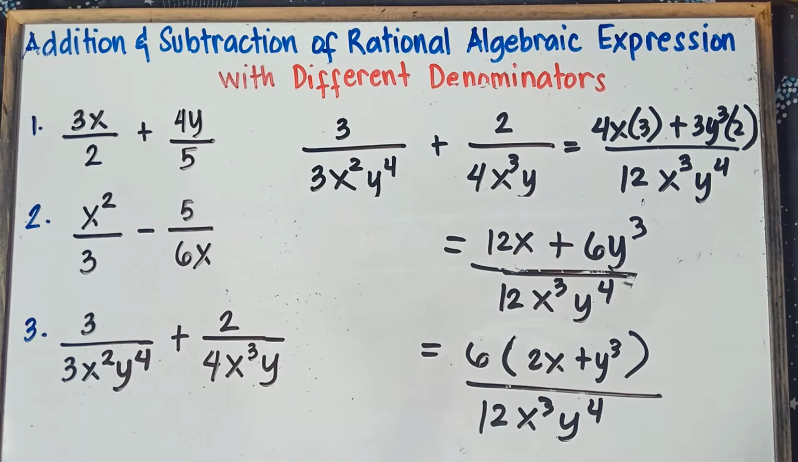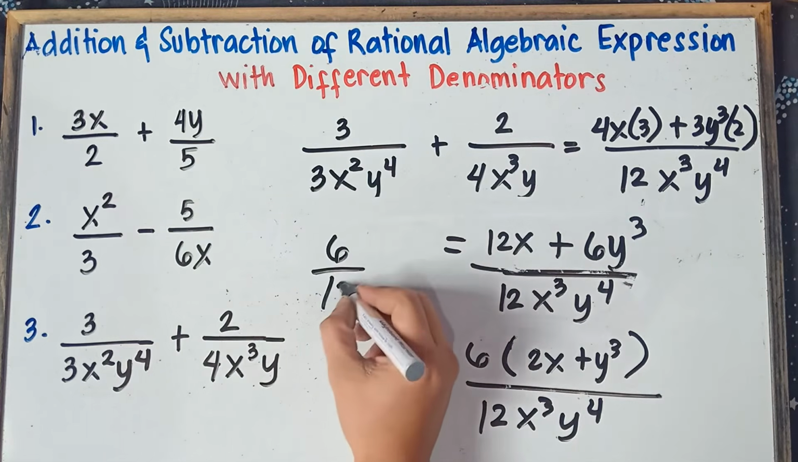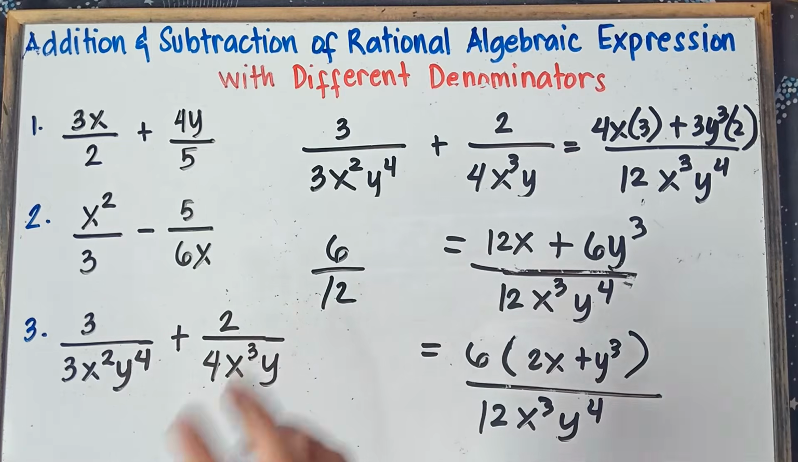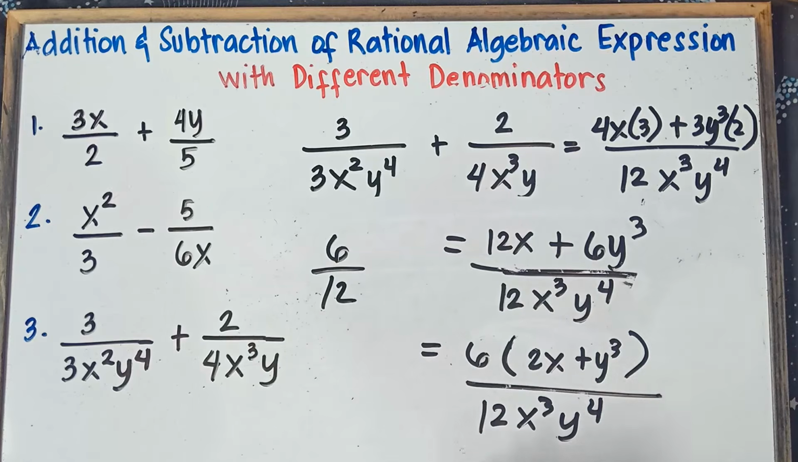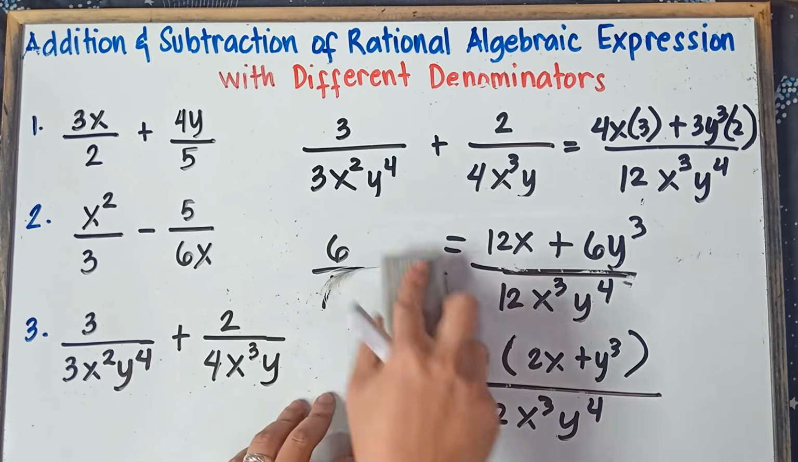The greatest common factor of 6 and 12, that would be 6. We cannot divide 6 by 12. 6 divided by 12, you will get a decimal answer, because this 12 is greater than 6. That would be 0.5. Once again, class, you're not allowed to have a decimal answer.